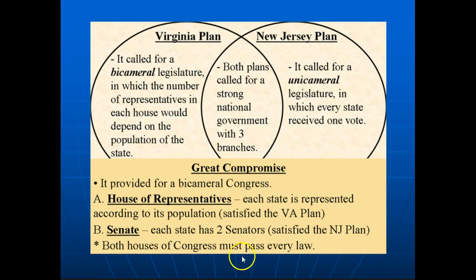The Senate is kind of the upper house. Each state gets 2 members, or 2 senators. This satisfied the New Jersey plan, and so here is equal representation. So one house is based upon population, the other upon equal representation. And both houses must pass. They both must agree on the same legislation for a law to pass. We'll talk about that a little bit more later.